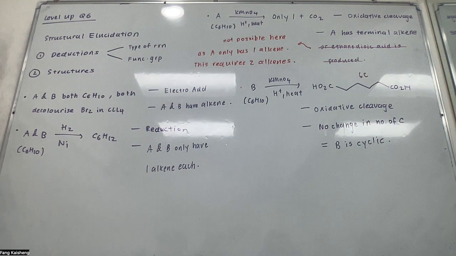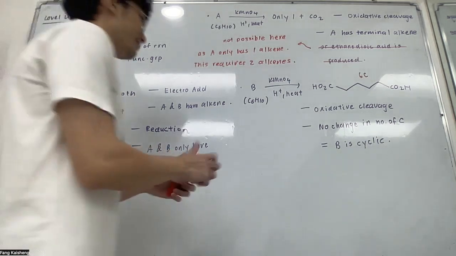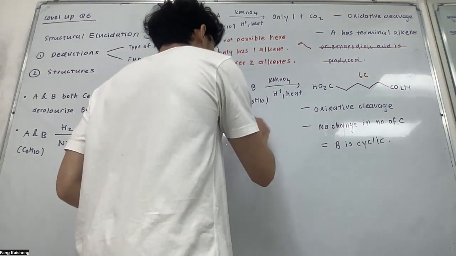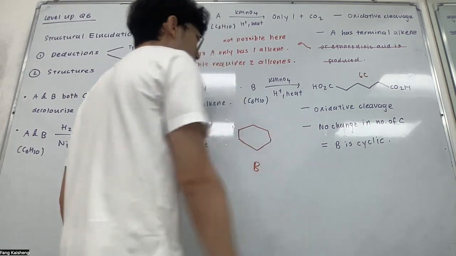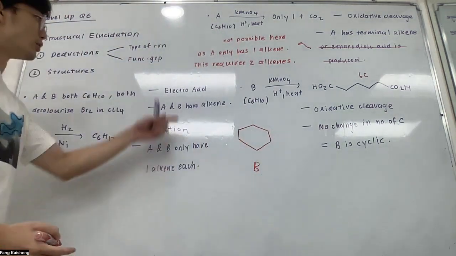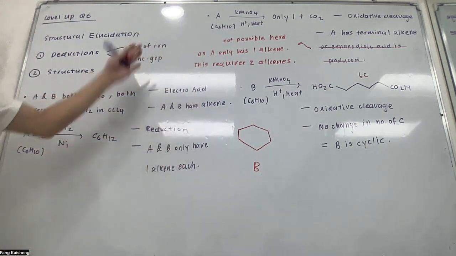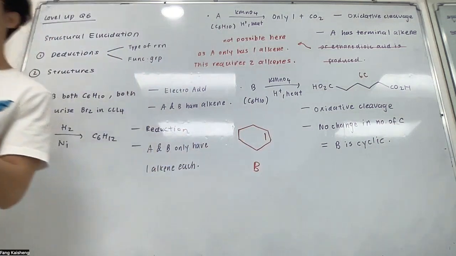Which one should we try drawing first? Okay, B. We know B is cyclic and has 6 carbons. 6 carbon cyclic, what shape? Just draw that. And is there anything else to add in? You look through your deductions, B had a double bond, right? Place it somewhere. So that's the answer for B.